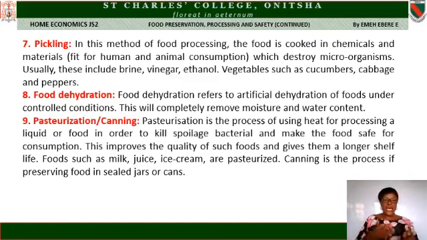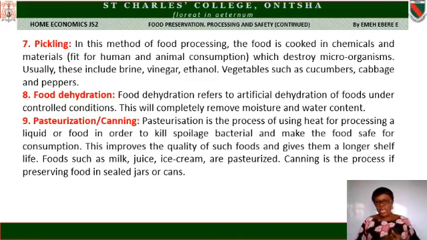Number 8, food dehydration. Food dehydration refers to artificial dehydration of food under controlled conditions. This will completely remove moisture and water content. Example is your powdered milk. Then number 9, pasteurization and canning.